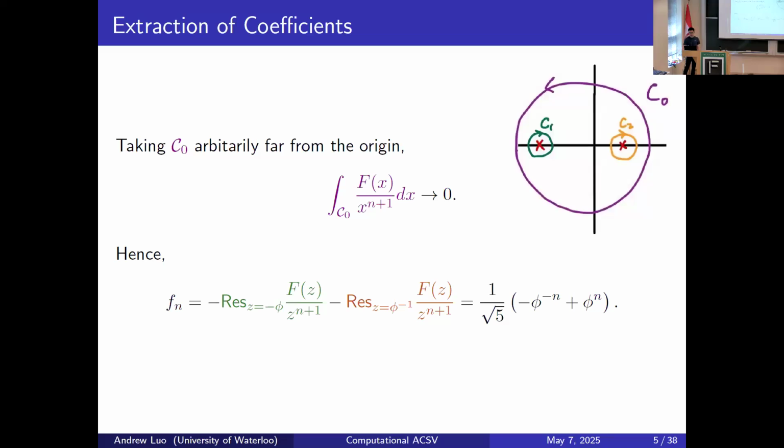So you can get the sequence by just computing residues, and then you get the formula 1 over root 5 times the difference of powers of phi, where phi is the golden ratio. Also, one thing to note is that if you just care about the dominant asymptotics, then that's given by phi to the n. This corresponds to the C2 circle, the C2 residue, which is the pole that's closest to the origin. This will be important later on.